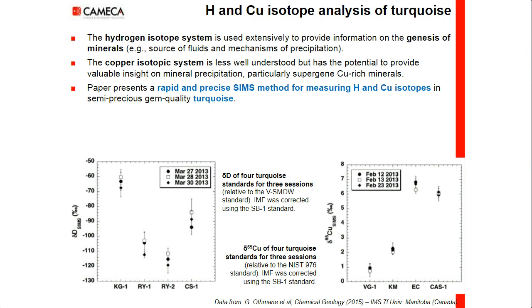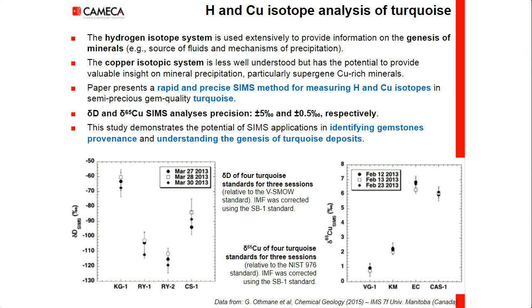On the left, we can see the delta D of 4 turquoise standards for 3 sessions. On the right side, the delta 65 copper of 4 turquoise standards again for 3 sessions. Delta D and delta 65 copper SIMS analysis precision was plus or minus 5 per mil for delta D and plus or minus 0.5 per mil for delta 65 copper. This study demonstrates the potential of SIMS applications in identifying gemstones provenance and understanding the genesis of turquoise deposits.